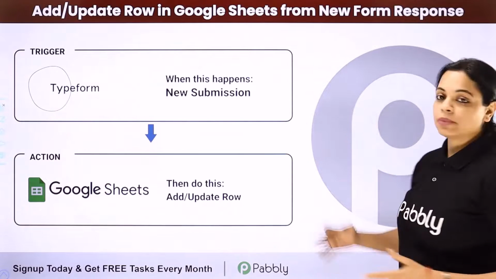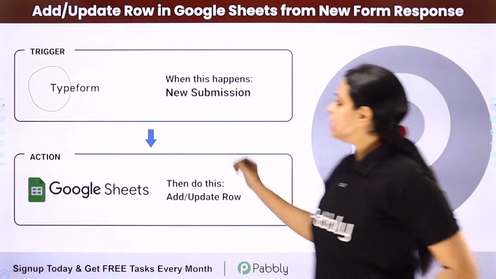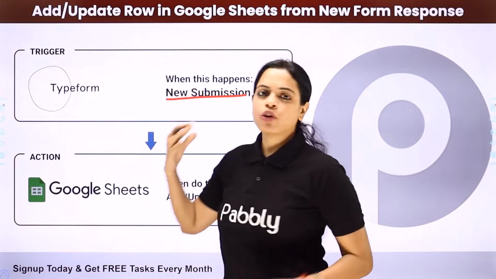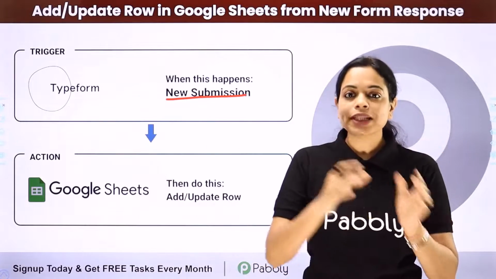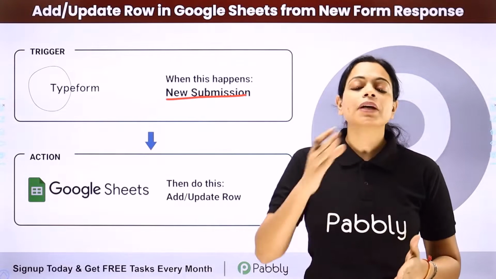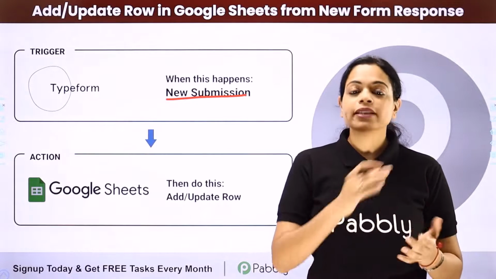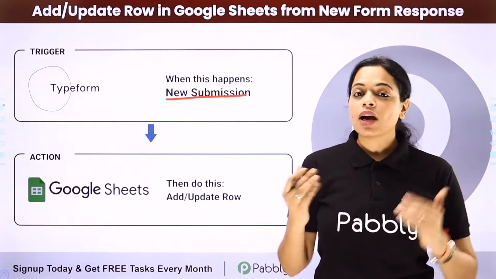In this video, we are going to understand how to add or update a row in Google Sheets from a new form response. So every time you receive a new response through any form builder application, now you want that if that particular information is already there in your Google Sheet, then it should be updated. And if it is not there, then it should be added as a new row. Now, how can you do that?